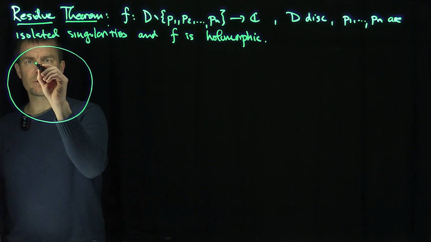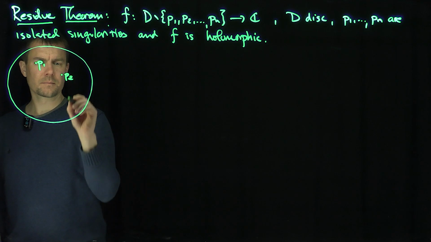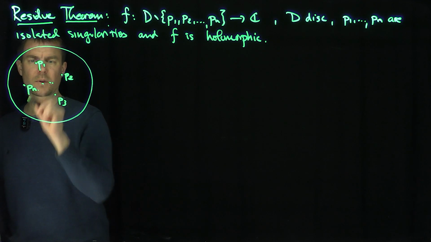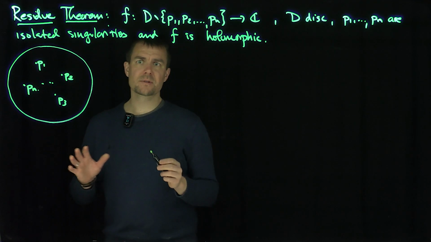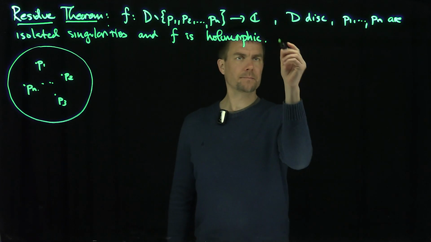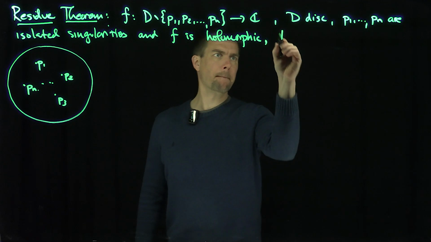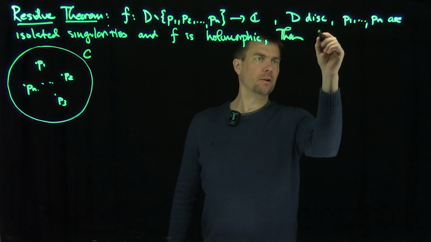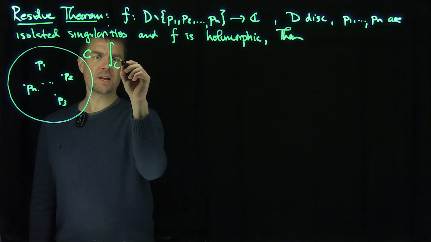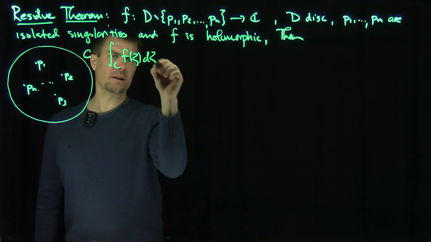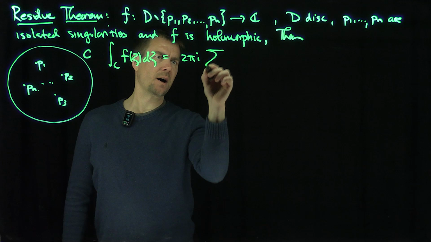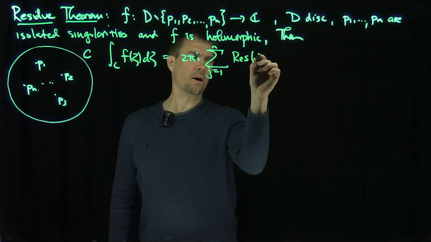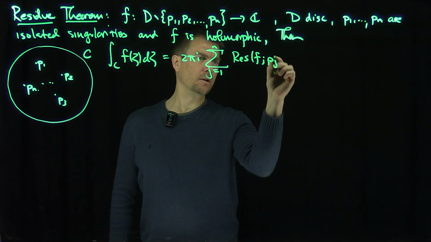And then there are going to be singularities over here, p1, p2, p3, ..., pn. Okay, there are all those singularities in there. And so what I claim is the following. The theorem states that if this is my circle C, then the integral over C of f of zeta d zeta is 2 pi i times the sum, j goes from 1 up to n, of the residue of f at the point pj.